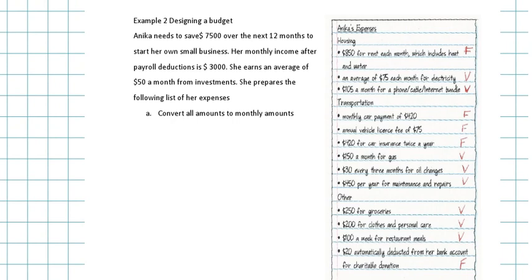$105 per month for a phone, cable, internet bundle. Again, monthly. I'm looking at the word monthly, right? So a monthly car payment of $420. You don't have to worry about that.